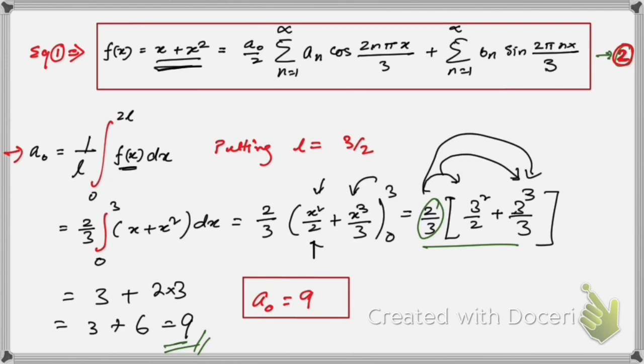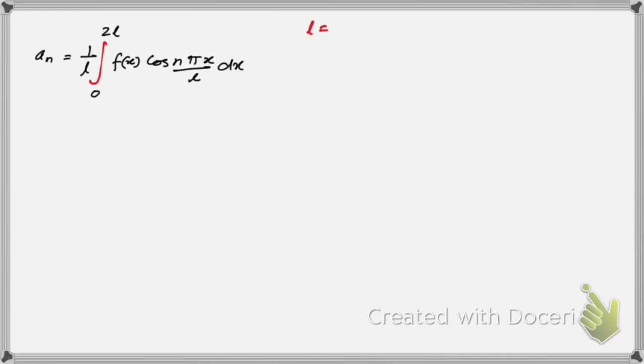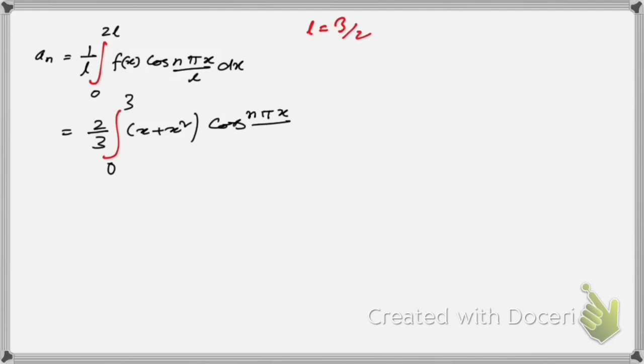So let's find a n. How to find a n? We know that, again here put the value of L is equal to 3 by 2, and doing so, this a n will be equal to 2 by 3 integration from 0 to 3. f of x is here x plus x square, and then you will get cos of 2 n pi x by 3, not L, 3. That's what you will get, dx.